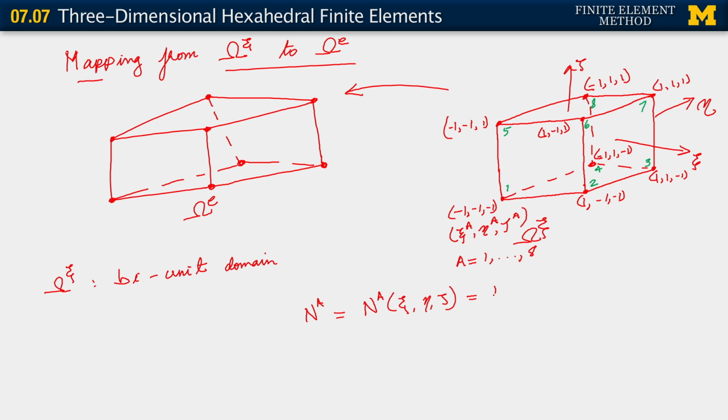N A is 1 over 8, okay, 1 plus xi times xi A, times 1 plus eta times eta A, times 1 plus zeta times zeta A. Okay.